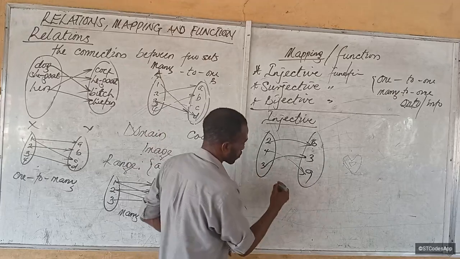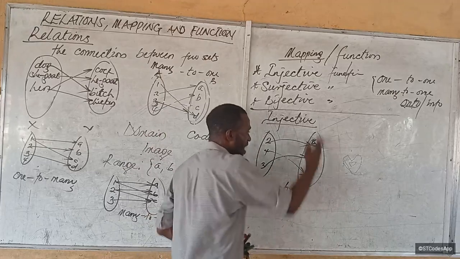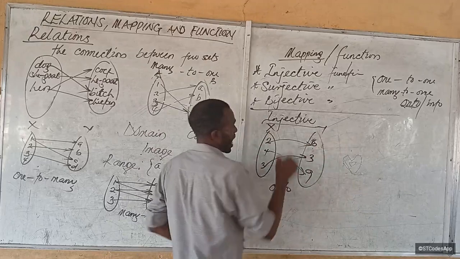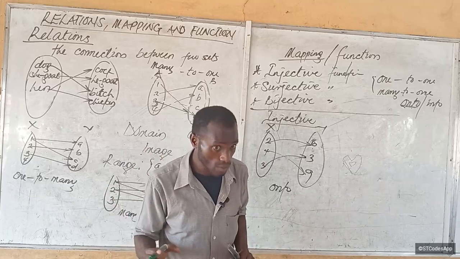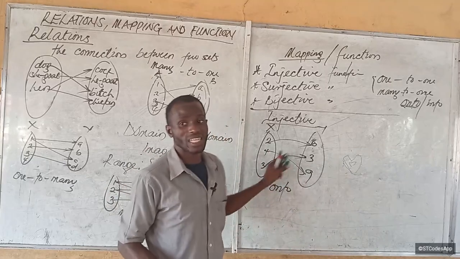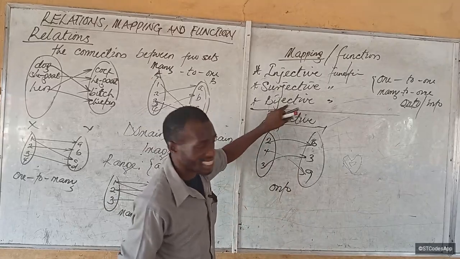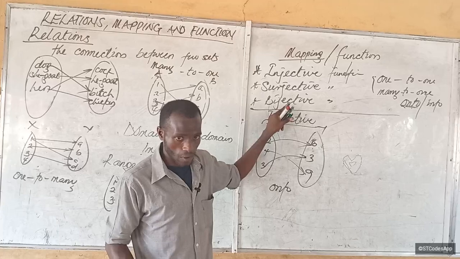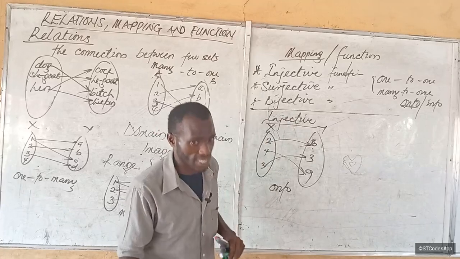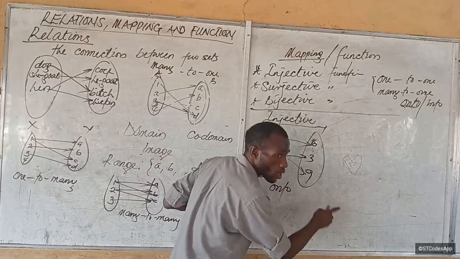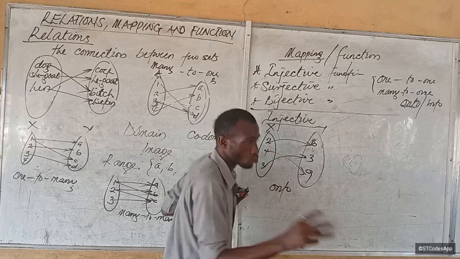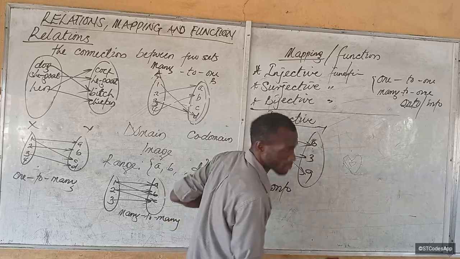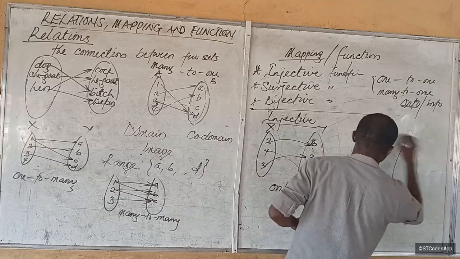So this kind of mapping is said to be onto because every element in the codomain has been mapped to. Is that clear? Okay. So in this case, this is a bijective case. Why is it bijective? Because it is one-to-one and everybody is mapped to. One-to-one and onto is called what? Bijective.